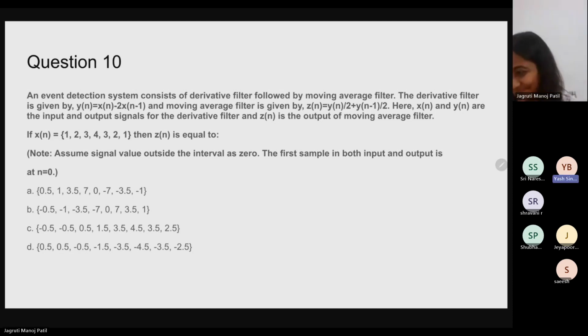Now let's check for n equals 1. y[1] equals x[1] minus x[0]. Put the values: x[1] is 2 and x[0] is 1. So y[1] equals 1... y[1] is equal to 0. Now find z[1]. That is y[1]/2 plus y[0]/2. We found that y[1] is 0, so y[0]/2, that is 1/2, equals 0.5. D is the answer. Good.